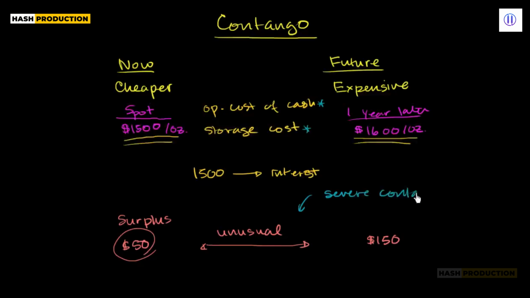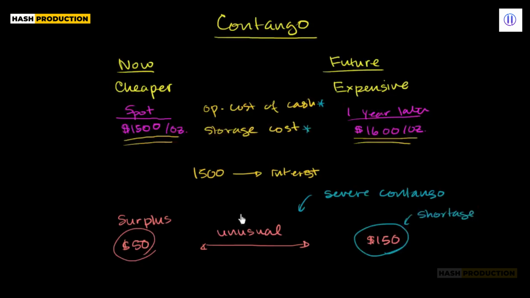Severe contango is when the current spot price is a lot lower than the futures or forward price. In that situation, as we mentioned in the last video, it's because there's perceived to be a big glut in the market. There's a surplus on the spot market, or maybe there's a perceived shortage at some point in the future.